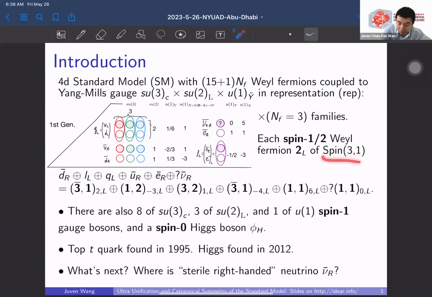So these are the space-time symmetry, okay? And we have already confirmed a lot of the things in the standard model, like the gauge bosons. There are gluons, 8 of them, and the 3 W plus and minus, Z0, and also the U(1) hypercharge gauge boson. And there's the U(1) EM photon. There's a spin 0 Higgs boson, and there are spin 1 gauge bosons, and the top quark is also found, and the Higgs is also found. So what is missing in the table is exactly the sterile right-hand neutrino.